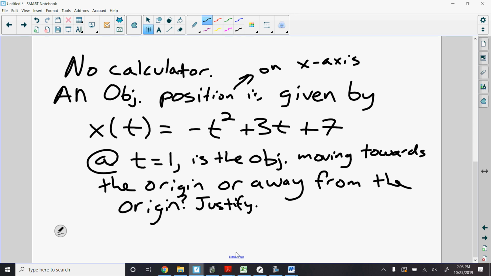Okay, so this idea of moving towards or away from the origin is similar to an object speeding up or slowing down in that we're going to have to consider two different equations. So let's just get a conceptual idea here of what can be happening. So again, it's about an object moving along the x-axis.